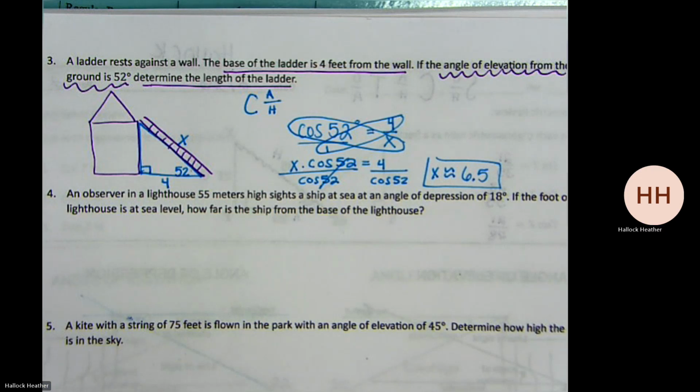It's okay. Okay, so an observer in a lighthouse is 55 meters high. So draw a little lighthouse. He's on top of the lighthouse. It's a lighthouse, that little long circling thing, like a cylinder kind of looking thing. And then it's 55 meters high, so that we know that's how tall it is.